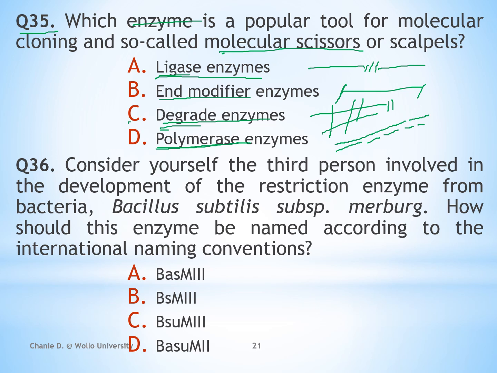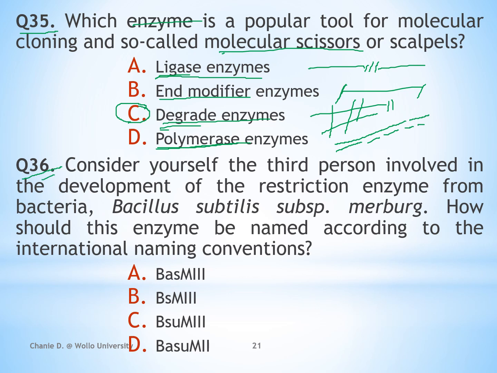So the correct answer for question number 35 is C. Degradative enzymes are the molecular scissors, which are used to cut a DNA at different positions, maybe internally or externally of that strand. Question number 36.